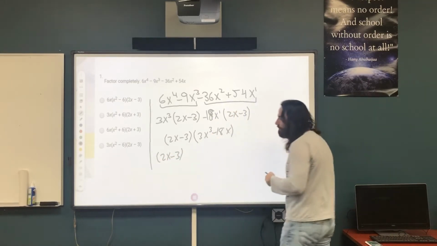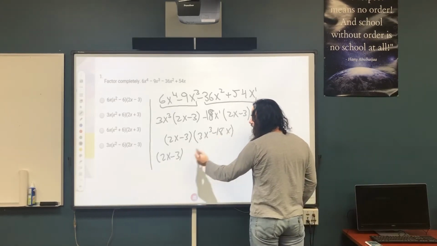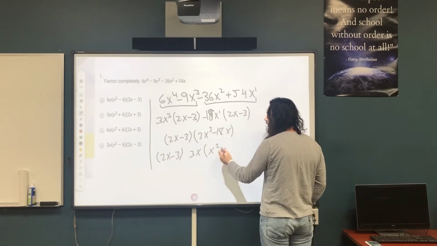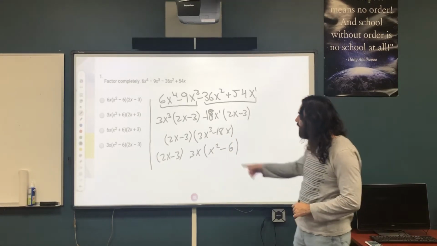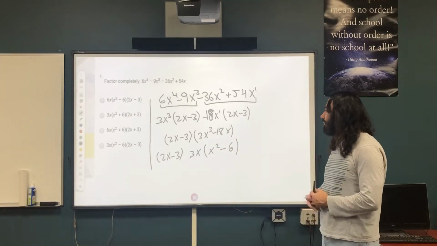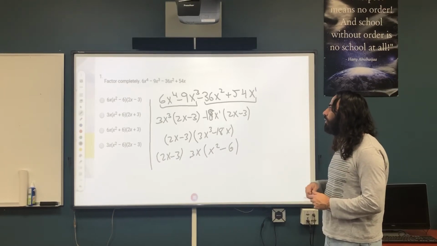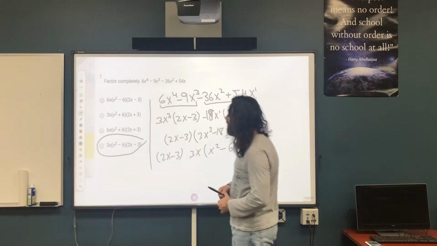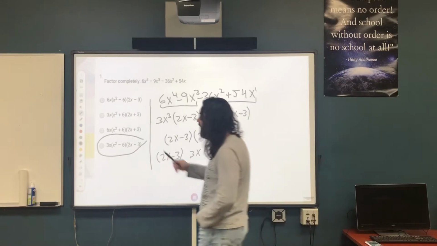Now this one, the same thing, we take out the GCF. What's the greatest common factor? It's the 3 and the x. So it's going to be 3x outside. Inside, it's going to be x squared minus 6. Now remember, x squared minus 6. We have 3x times x squared minus 6. So which one is the answer? The answer is the last one: 3x, x squared minus 6, and 2x minus 3.